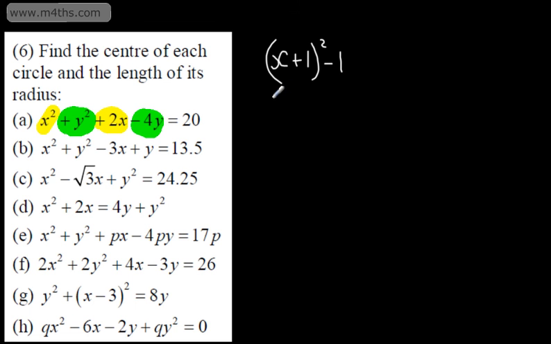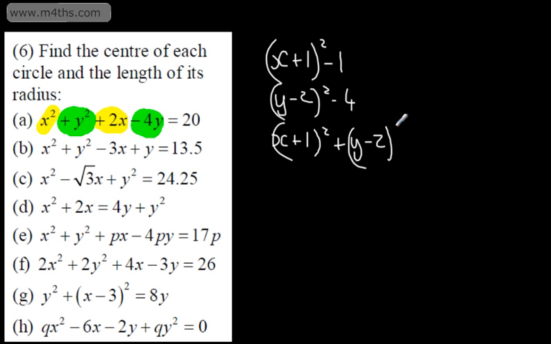If we consider the y terms, it will be y minus 2 all squared minus 4. So this is now equal to 20. So I can write this now as x plus 1 all squared plus y minus 2 all squared will be equal to 20 plus the 5, which is 25. So we can see that the centre will be -1, 2, and the radius will be 5.